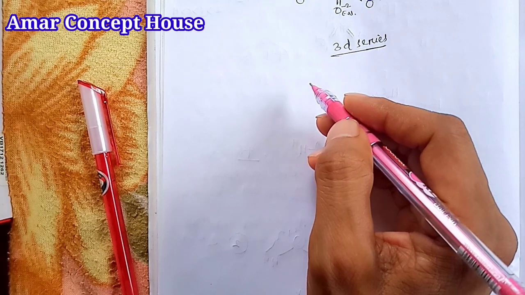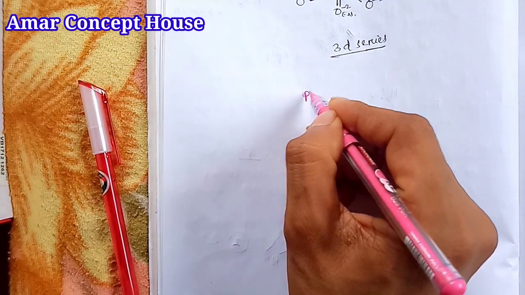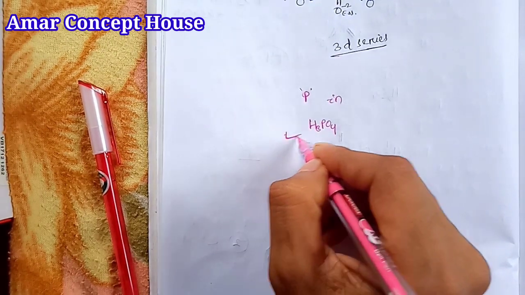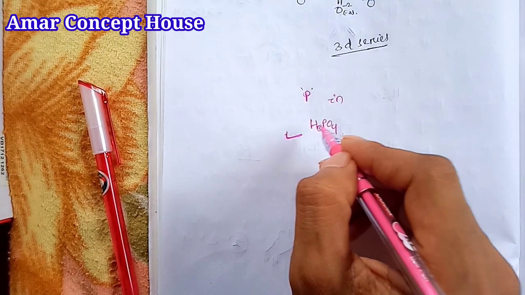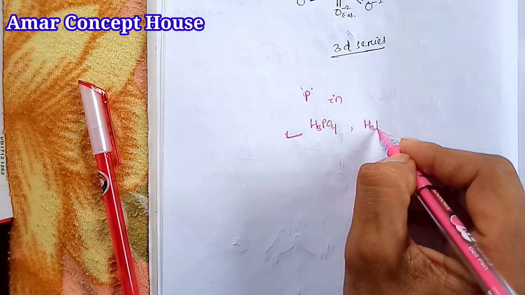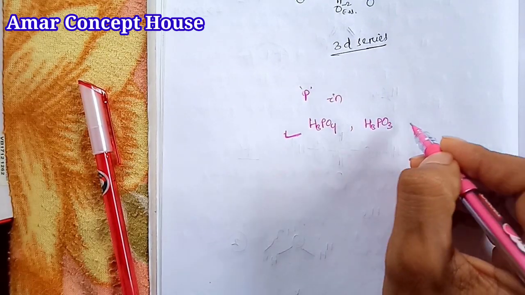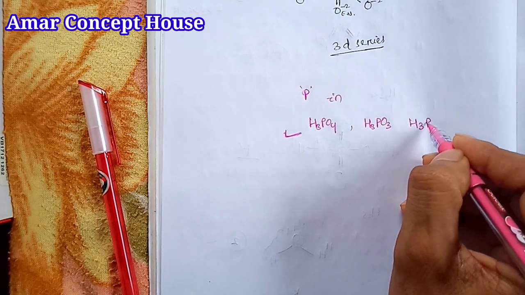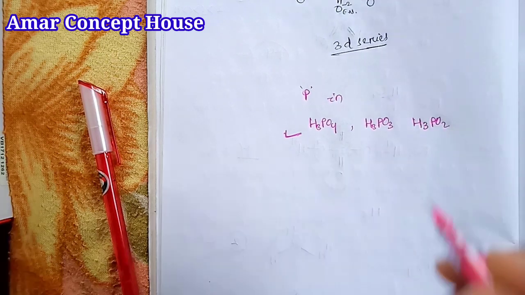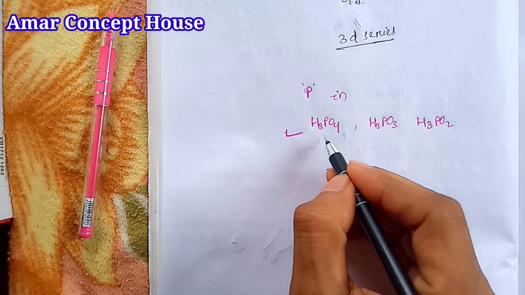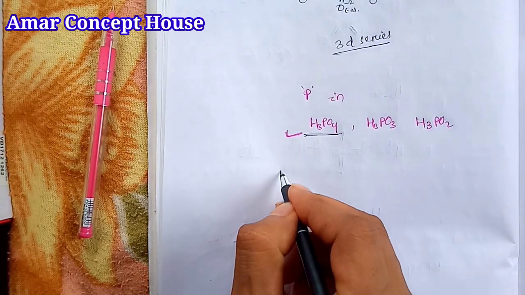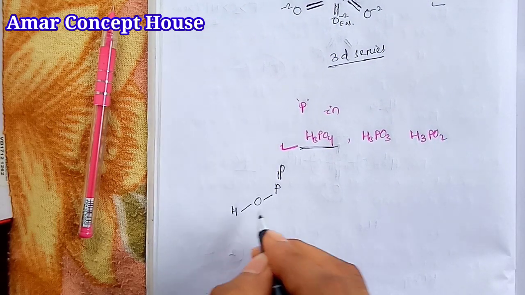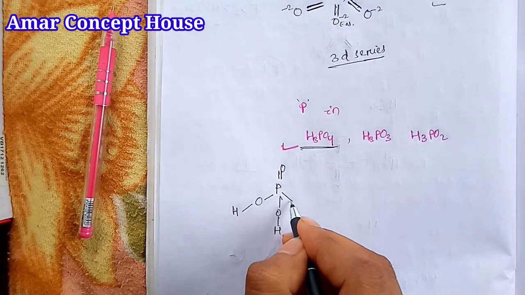Let's come to calculate oxidation state of phosphorus in H3PO4, which is phosphoric acid, and H3PO3, phosphorus acid, and hypophosphorus acid, H3PO2. Now what is the structure of phosphoric acid first? P double bond O, single bond O, single bond H, OH, OH.